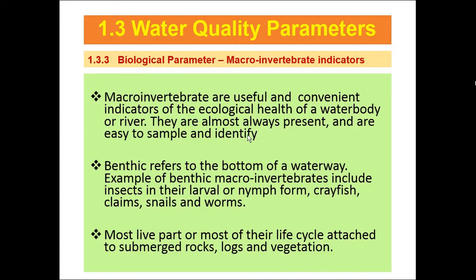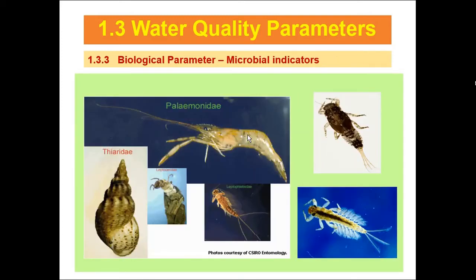If these macroinvertebrates are present in the water, you know this water has good quality, because they are sensitive organisms that can only live in good water quality. Examples are the stonefly and mayfly, snails, and other insects. If you find these insects or small shrimp in the water, you know the water has good quality. If they are not present in the water, maybe the water is not good.